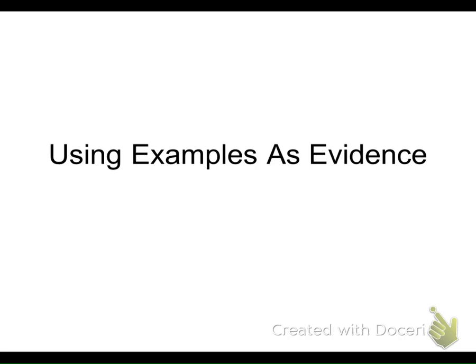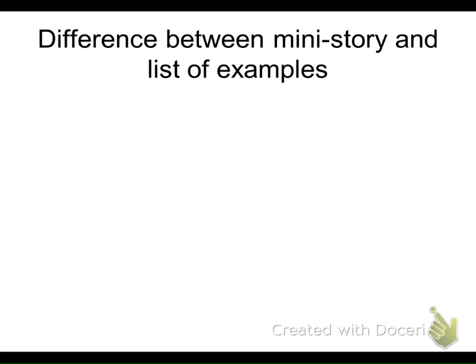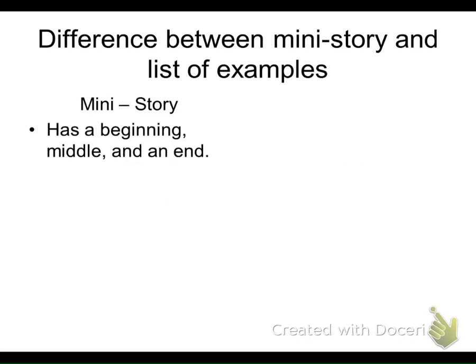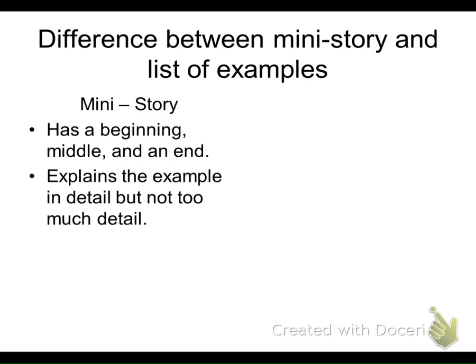If you look up here, a list of examples is basically where you're providing examples. You're not telling the examples in detail. So there's a difference from a mini story. A mini story has a beginning, a middle, and an end. It explains the example in detail, but not too much detail. And it has to be angled to prove your thesis, which we talked about. Remember how I said, you get the white slip, and you go tell the story to your friend, and then you tell the story to your dad, and is the story different?